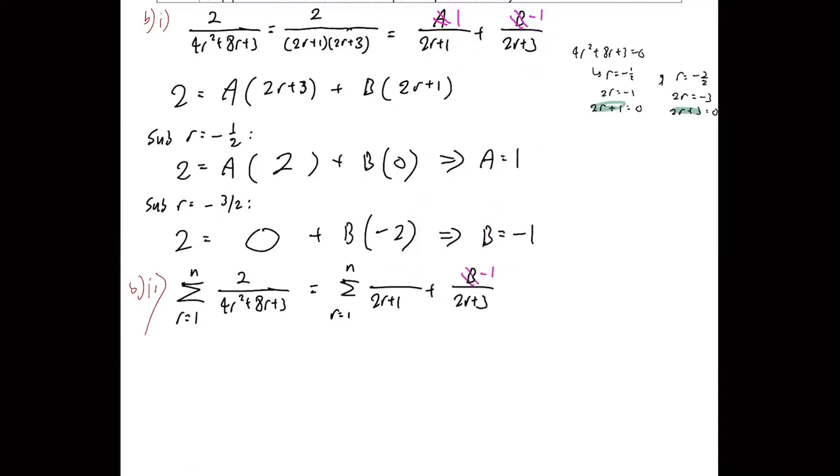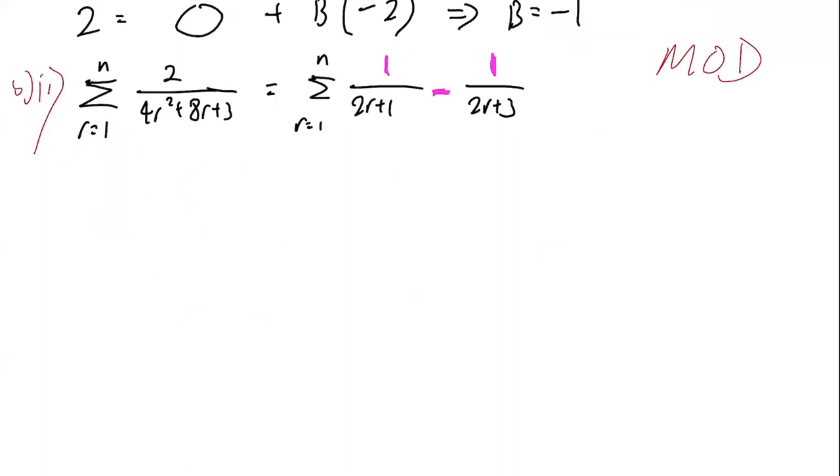I'll just make this look a bit nicer. 1 here minus 1 here. Straight away you see fraction minus fraction summation. A minus means that you have to use method of difference. Sub in 1 by 1: r equals 1, r equals 2, r equals 3, r equals n minus 2, n minus 1, n. So that's what we're going to do.